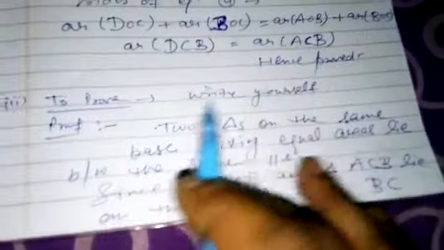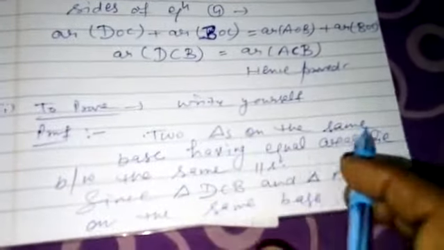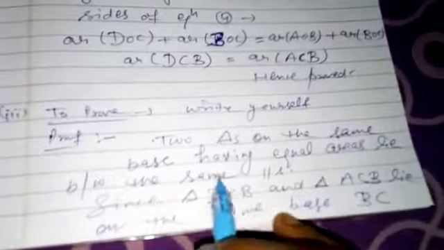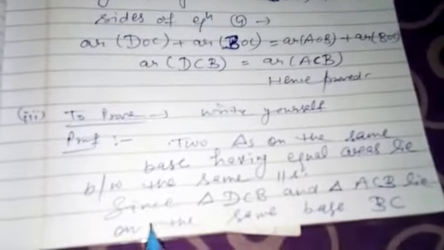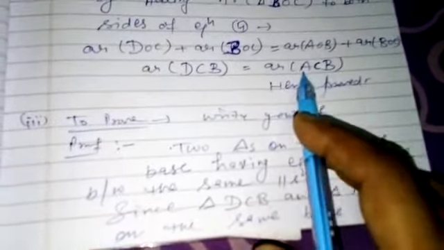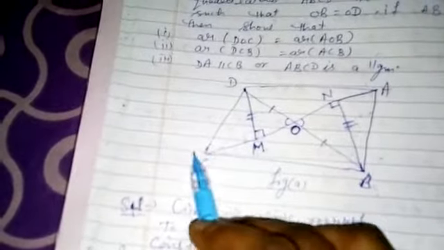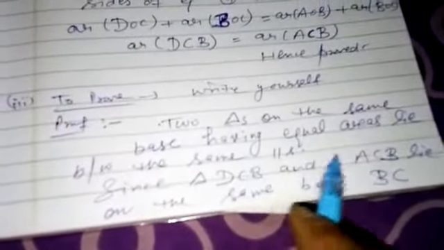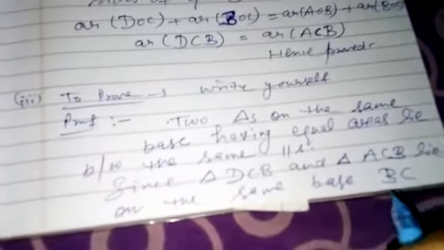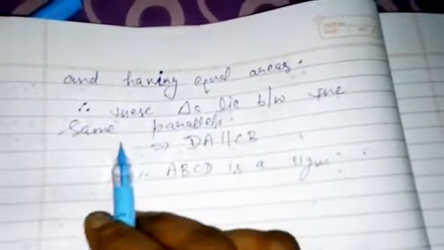Now third part, to prove, you can write yourself what we have to prove. Proof: two triangles on the same base having equal areas lie between the same parallels. This result we know earlier. Now here DCB and ACB we got equal area. These two triangles DCB and ACB are on the same base BC, so I have written: since triangles DCB and ACB lie on the same base BC and have equal areas, therefore these triangles lie between the same parallels.